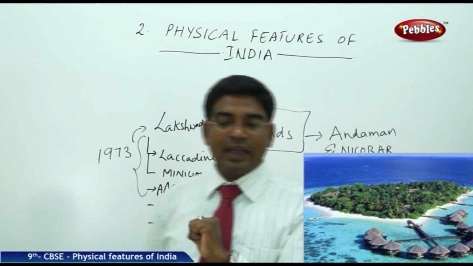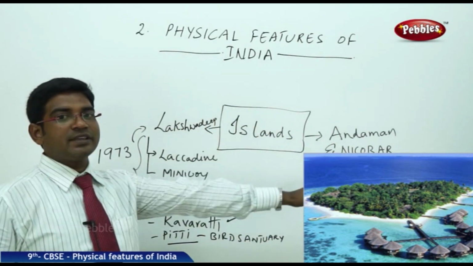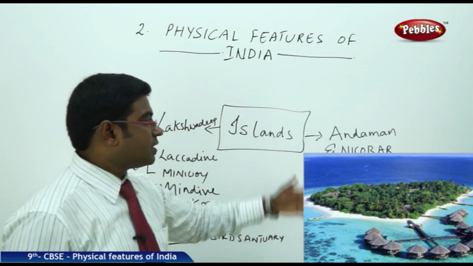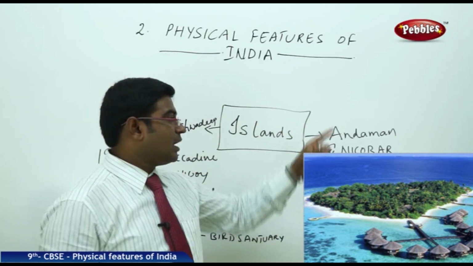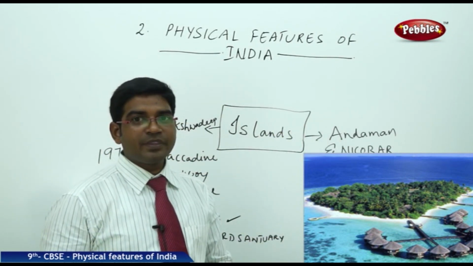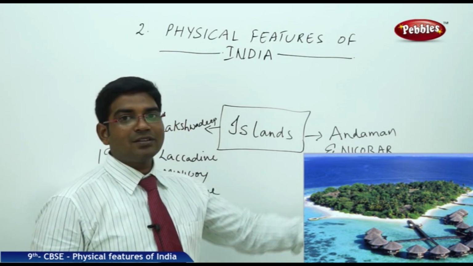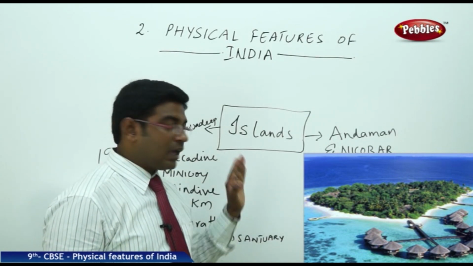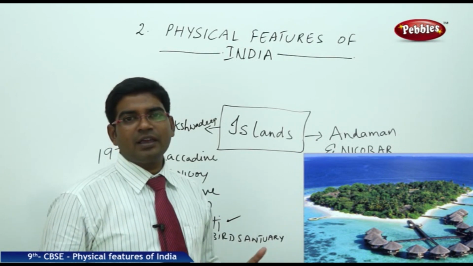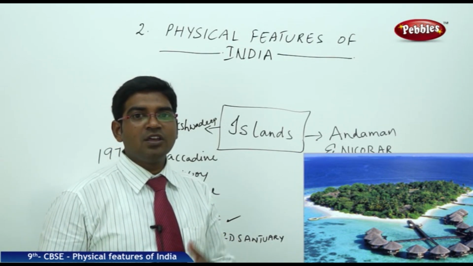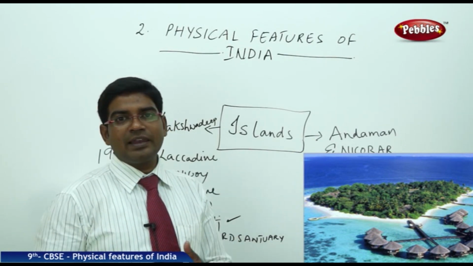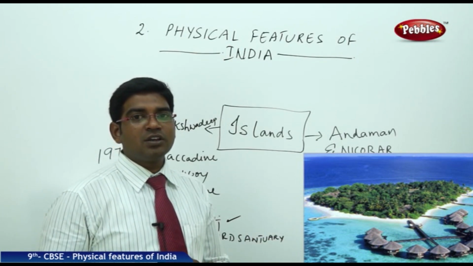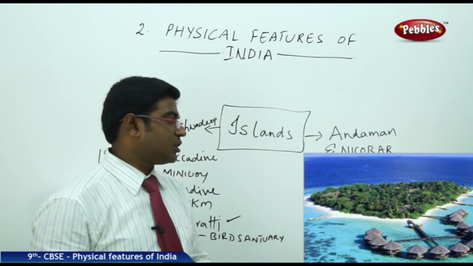Now moving on to the eastern side, in the Bay of Bengal we have a large group of islands, that is the Andaman and Nicobar Islands. These are numerous and scattered, innumerable islands. By a rough estimation, about 250 to 260 islands are present off the eastern coast of India, that is in the Bay of Bengal region.